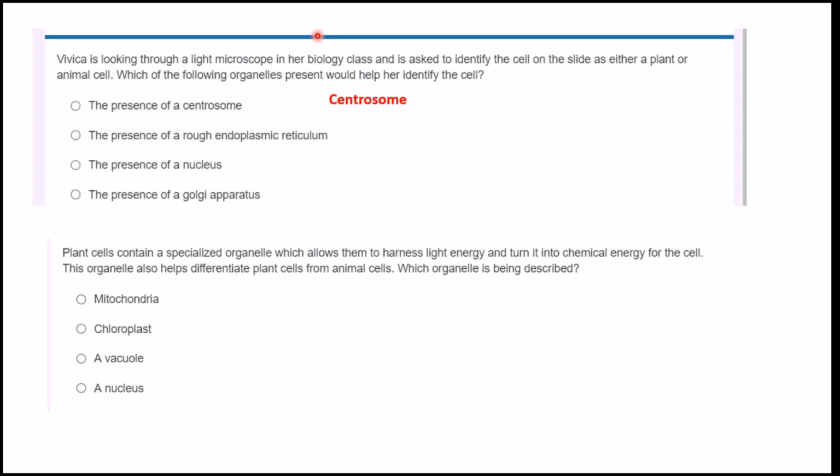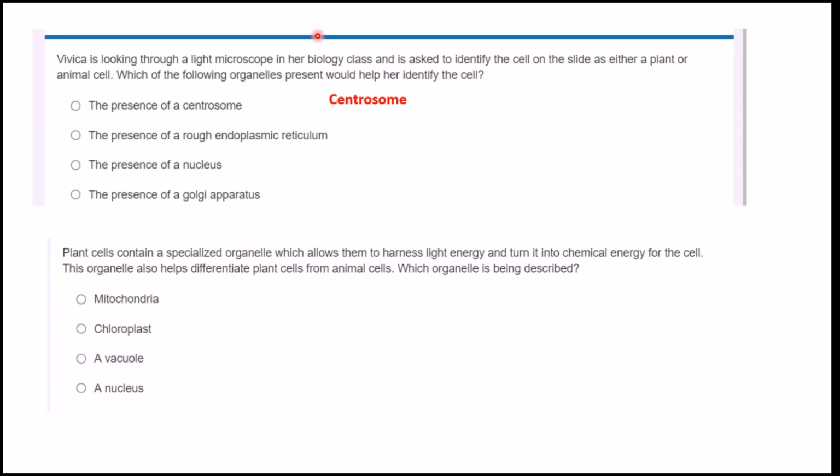Yes, centrosome. Because centrosomes are organelles only present in animal cells. They aid in cell division. During cell division, the centrosome will duplicate and aid in the process of dividing the cell's genetic material. Plant cells also divide, but they do not contain the centrosome, so the presence of this organelle will help Vivica identify the cell as an animal cell. Next question: plant cells contain a specialized organelle which allows them to harness light energy and turn it into chemical energy for the cell.